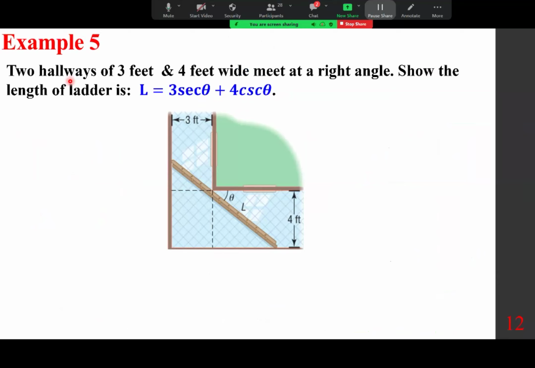Example 5, 2 hallways of 3 feet and 4 feet. This is 3 feet, this is 4 feet wide. Meet at a right angle. This is what they mean. Show the length of ladder L. This one is 3 secant theta plus 4 cosecant theta.